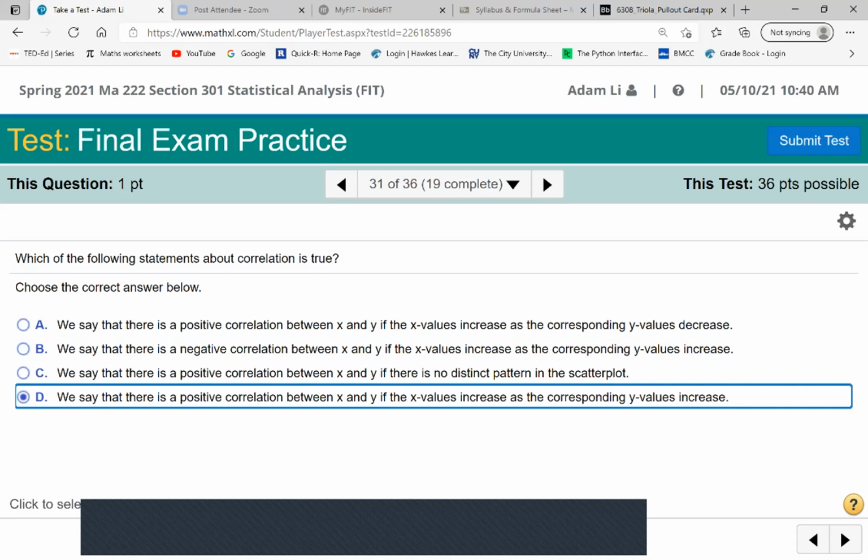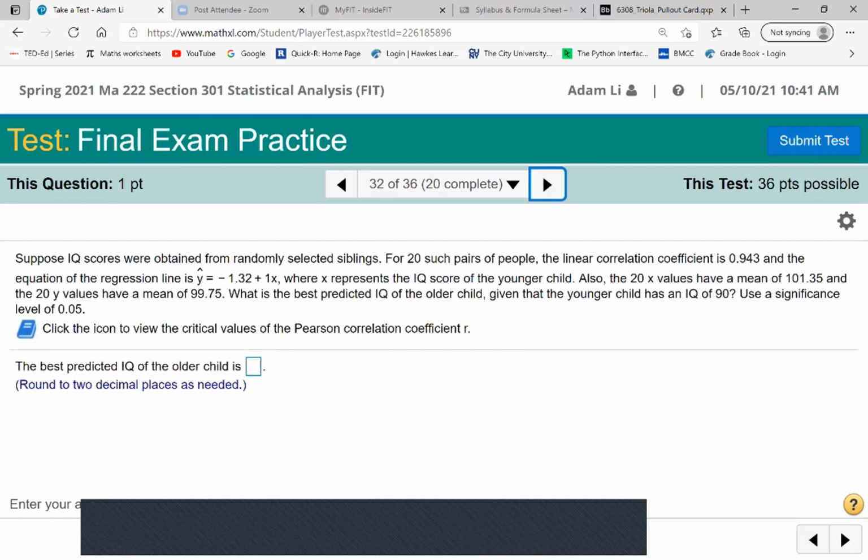We say there's a positive correlation between X and Y if the X values increase as the corresponding Y values increase. So when they move in the same direction, it's positive correlation. When they move in the opposite direction, that's negative correlation. So D is the right statement. Everything else is wrong. Okay, 31.